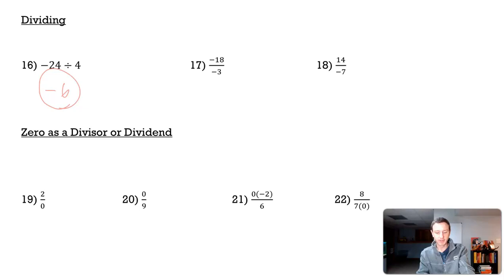17, negative divided by a negative is a positive. 18 divided by 3 is 6. So negative over negative is a positive. 18 over 3 is 6. 18, positive over negative is a negative. 14 divided by 7 is 2. So negative 2.